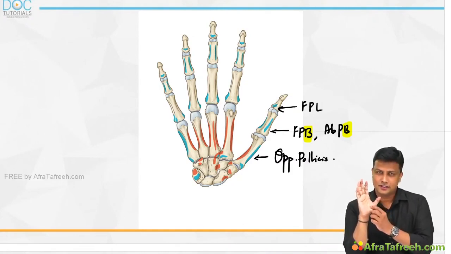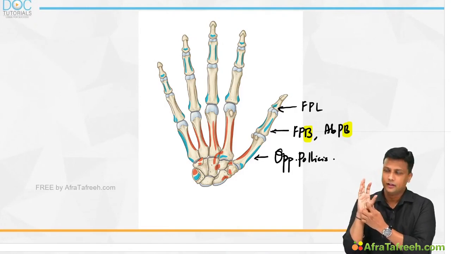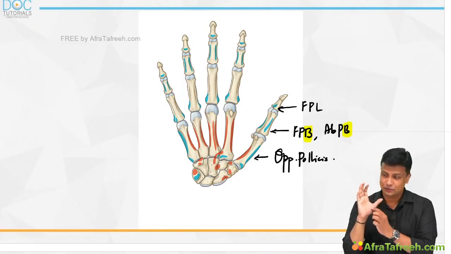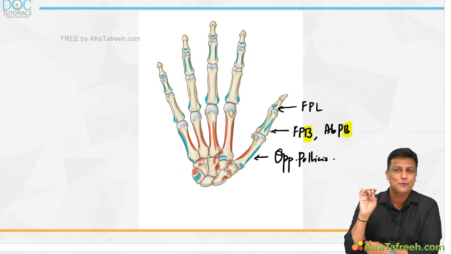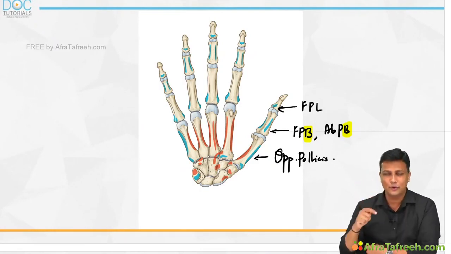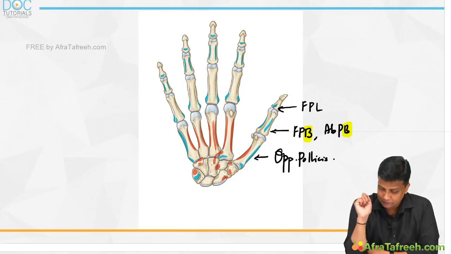Why? Because for opposition, the thumb actually has to move completely like this, and then oppose the fingers like this. So it's not about the distal phalanx or proximal phalanx; it is not the movement of this one. The entire thumb, the metacarpal, has to move like this and then oppose the fingers. That is the reason why the metacarpal itself has to move. So remember, opponens pollicis is the one getting inserted onto the shaft.